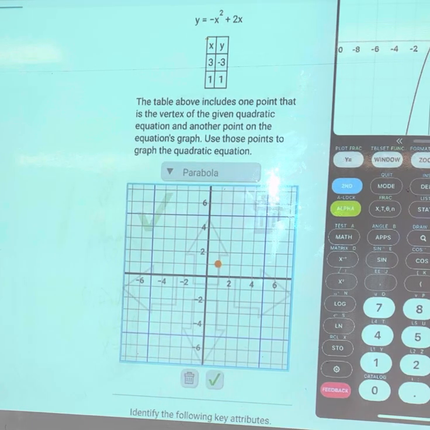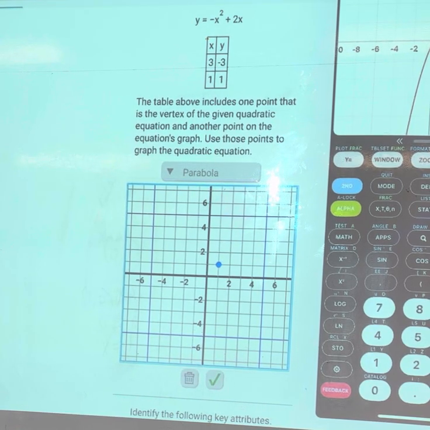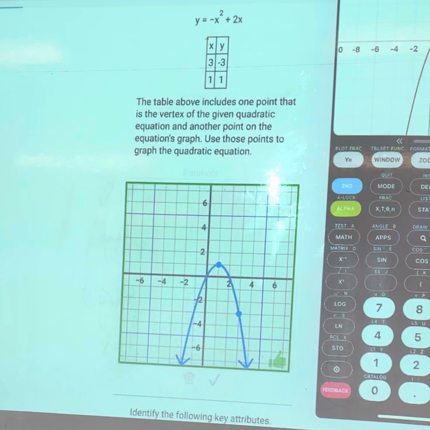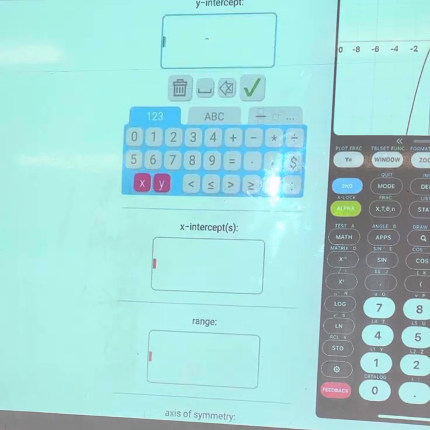And let's say you were over to the left or to the right a little bit. You don't have to delete it. You can use the arrows and your points will move. Okay, but once you got it where you want it, 1 and 1, you press check. That's my first point. And then I'm going to do 3 and negative 3. And there's my second point. And then when I have it correct, I can hit check.